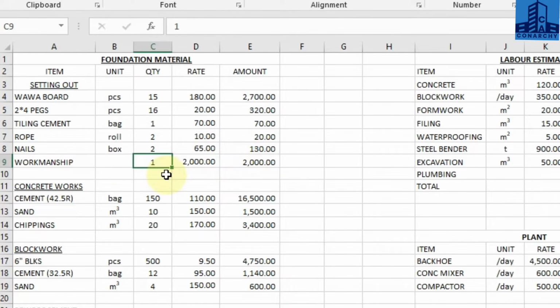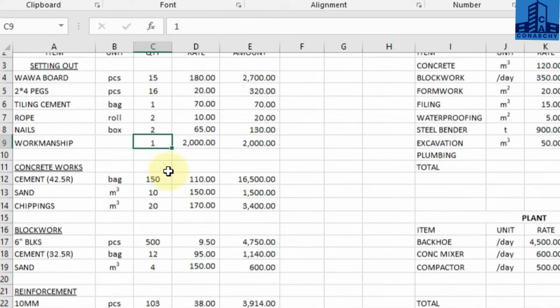And workmanship for doing your setting out. With a setting out, you actually need a qualified person to do it. If you get someone who's not really qualified, your building is going to look crooked and all of these. So when you're starting, you have to start right, and you have to get a very good contractor to do that for you, not just any ordinary mason. Someone who is really good at what he or she is doing. So workmanship, 2,000 cedis should be okay for doing your setting out. So this is just for the setting out materials you'll be needing.